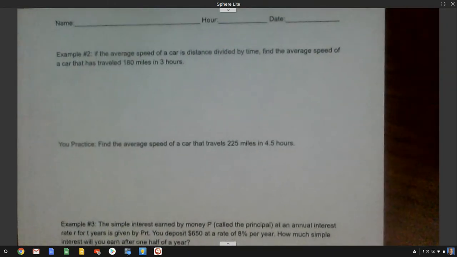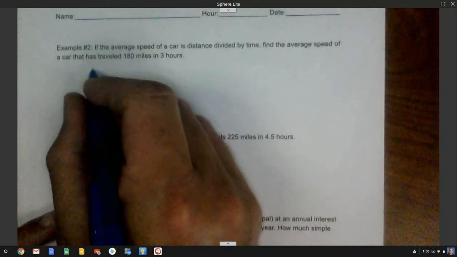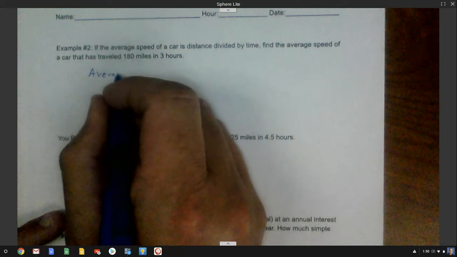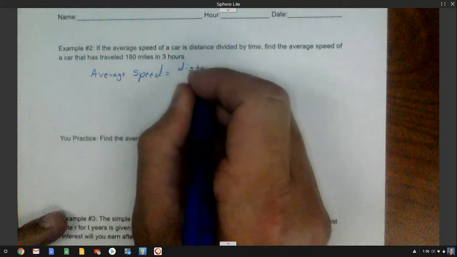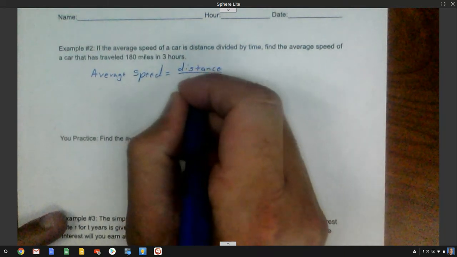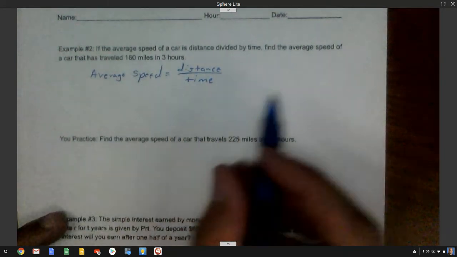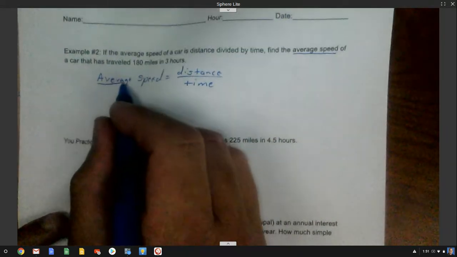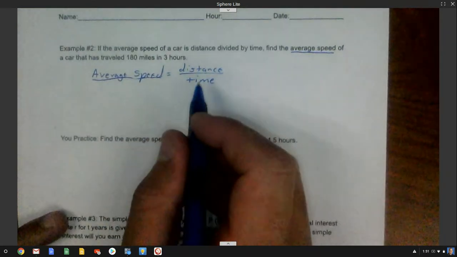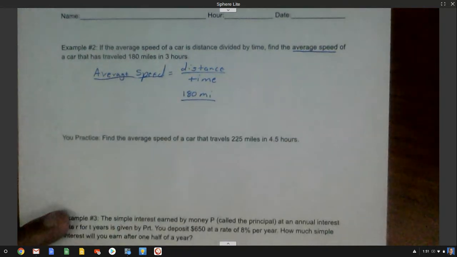All right, example number 2 is a word problem. If the average speed of a car is distance divided by time, that's what we need to know. So we're going to have average speed is equal to distance over time. Find the average speed of a car that has traveled 180 miles in 3 hours. So we're trying to find the average speed, which is right here. So the average speed is going to be distance over time, so it's going to be 180 miles over 3 hours.